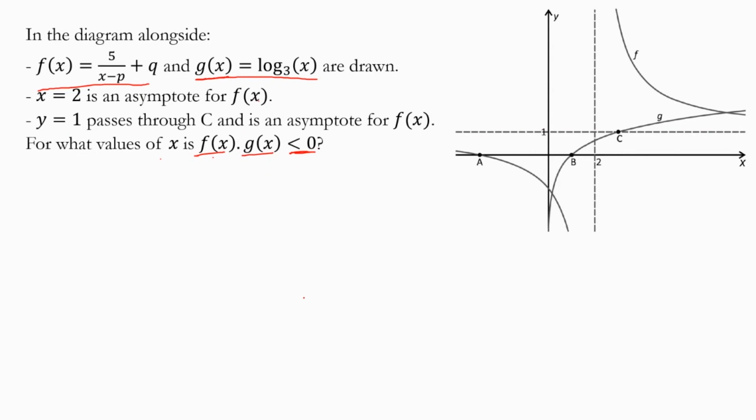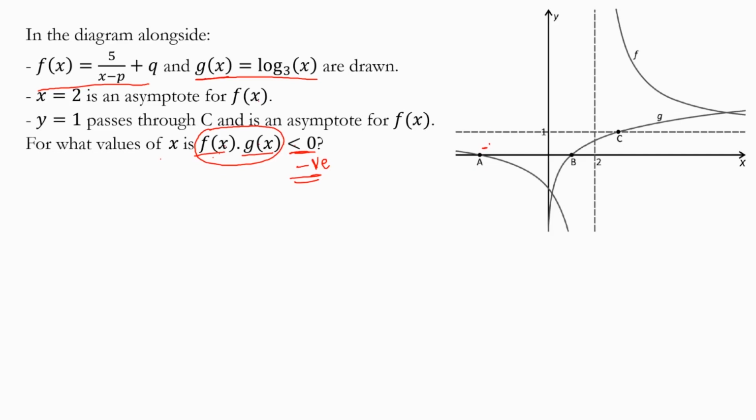Okay, what is the meaning of this? So this is a product. When you're multiplying two things and getting less than 0, you're getting a negative answer. It means that one of them is negative and the other one is positive. If you look at the functions, they change their signs at the x-intercepts.